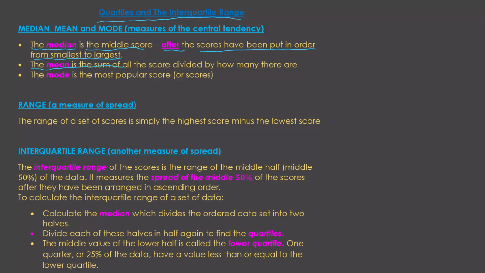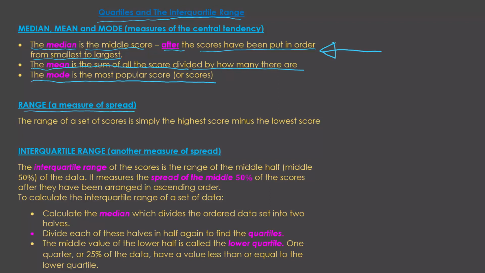The mean is the sum of all the scores divided by how many scores you have. The mode is the most popular score or scores. Now, the median is going to be a part of what we're going to be looking at in this section.